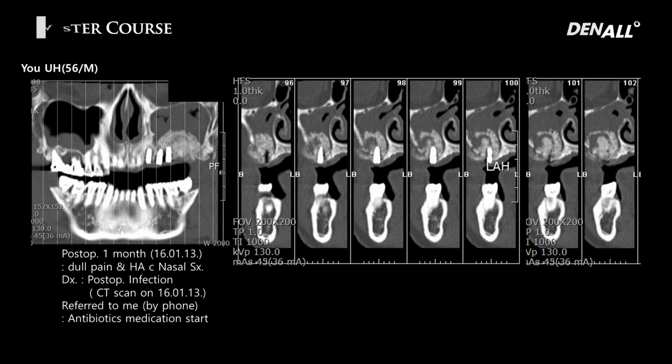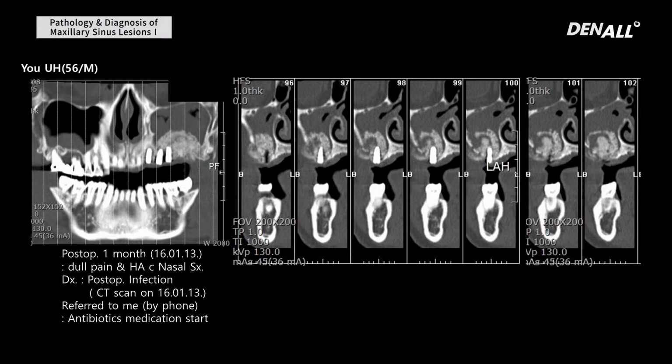After 1 month, if you look at the CT, the bone graft is not scattered. However, in the sinus, you can see that haziness has increased and there are signs of inflammation. That was how the patient was referred to me via a phone call. I received the CT image via email. If you look at the CT's coronal view in the maxillary ostium, you can see the airflow.